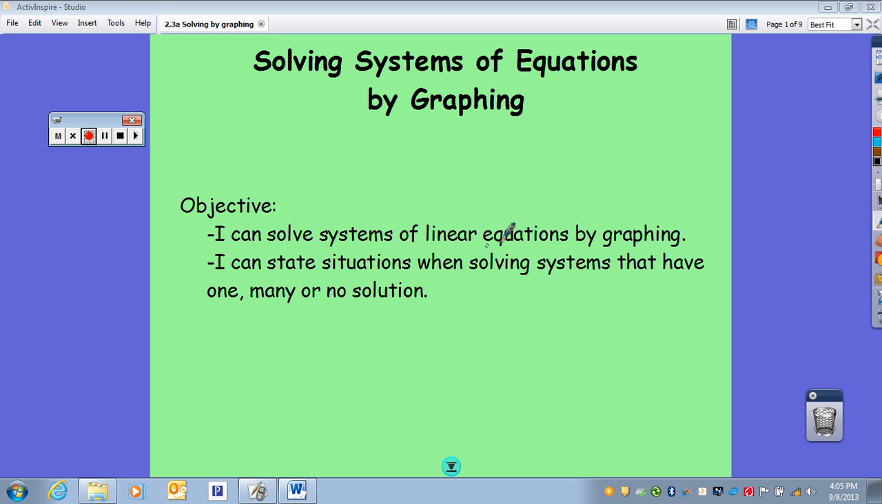In this video, we are going to be solving systems of equations by graphing. Our objective will be to solve systems of linear equations by graphing and to be able to state whether these situations have one solution, many solutions, or no solution.